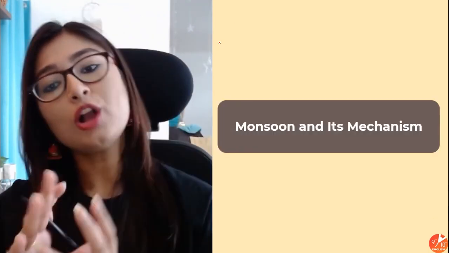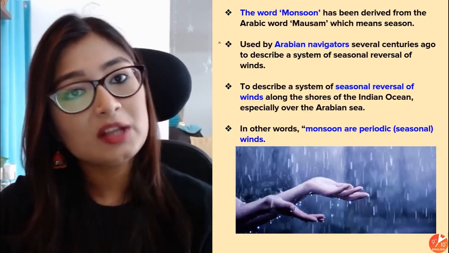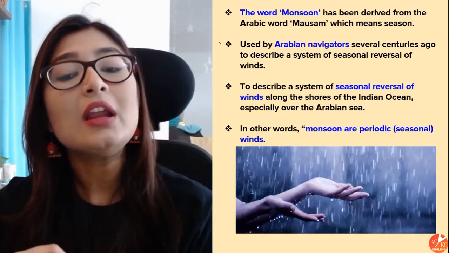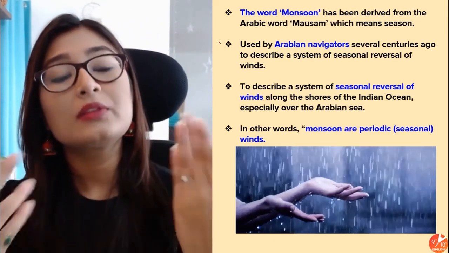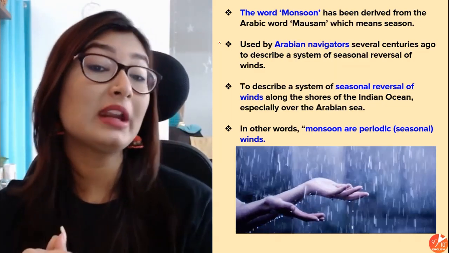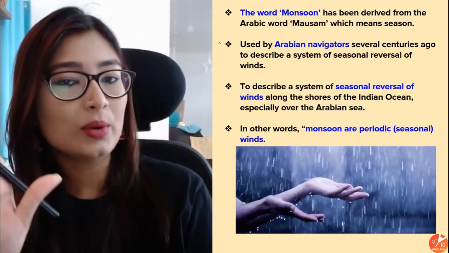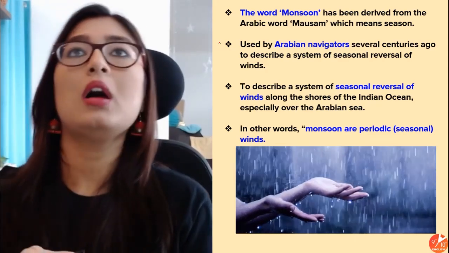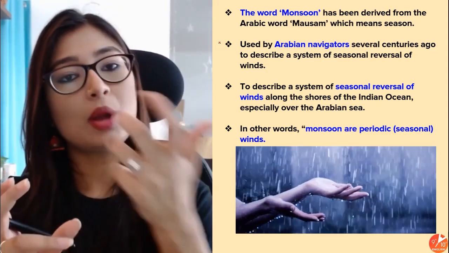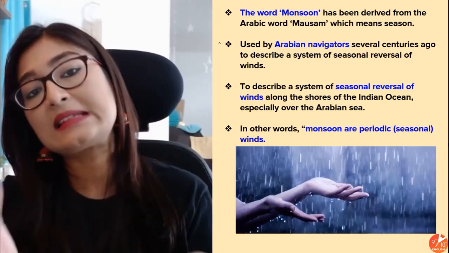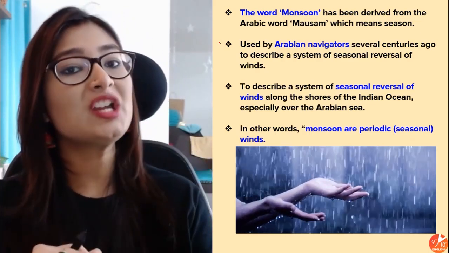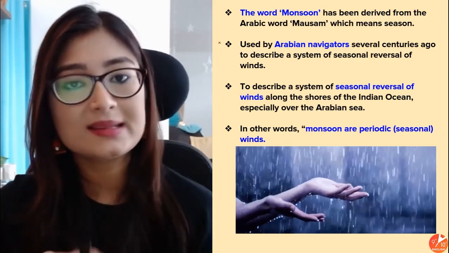Now if you talk about the monsoon and its mechanism, how did the word monsoon come into existence? It was given to us by the Arabs. Arabs basically used to come to India for trading purposes, and there's a whole story which is very interesting. Mausam is the word that they gave. Monsoon came from the word Mausam, which basically means season, and it was given to us by Arabs because they used to come by ships for trading purposes to India.